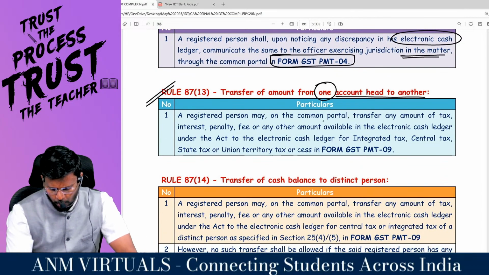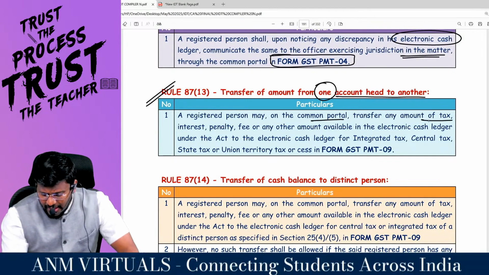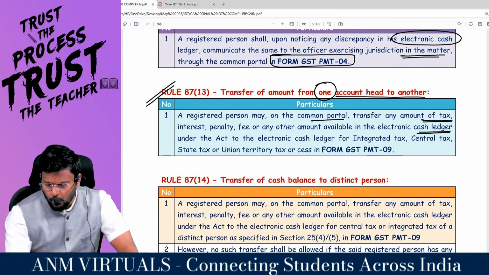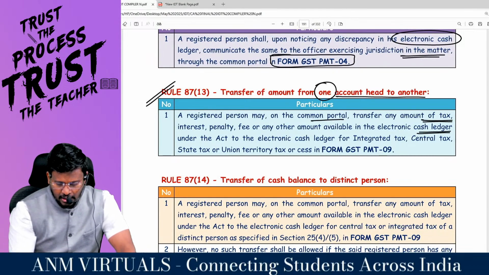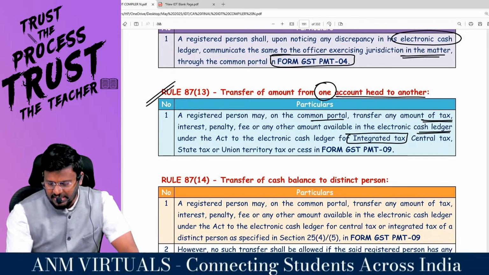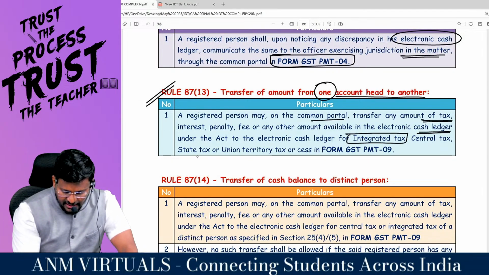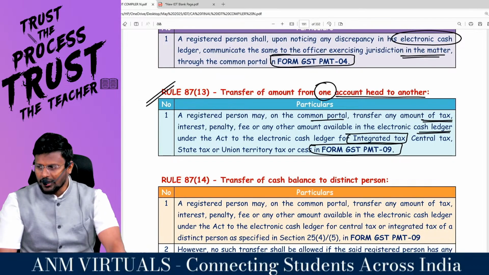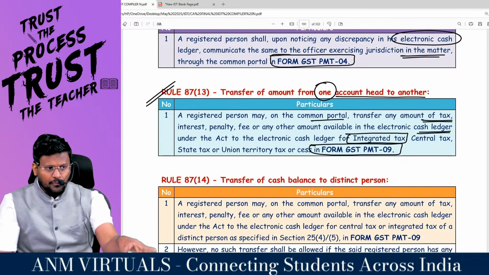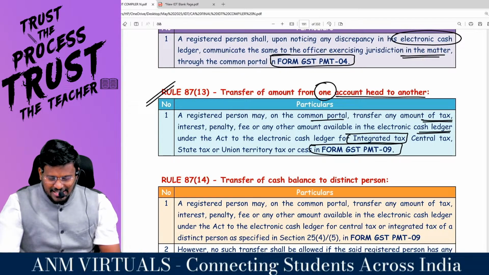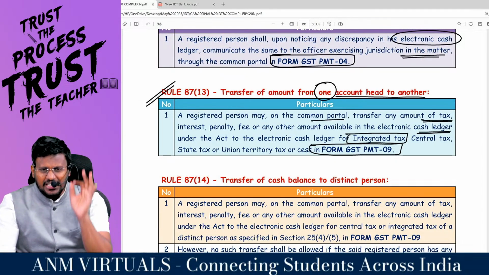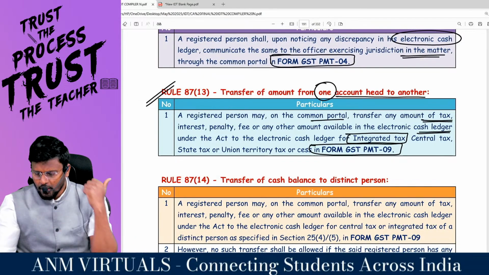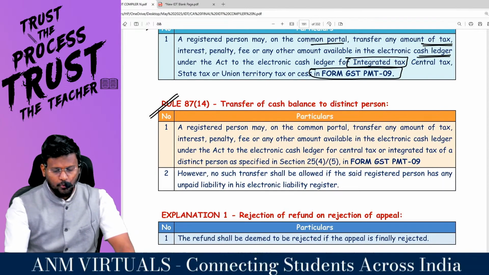A registered person may on the portal transfer any amount of tax, interest, penalty, fees or any other amount available in the electronic cash ledger under the Act to the electronic cash ledger for integrated tax, central tax, state tax or union territory tax in form GST PMT 09. For transferring from one head to another head, we will be using a form called form GST PMT 09. That means transfer from one head to another head is permissible, possible. You can do that. Rule 87 sub rule 14.